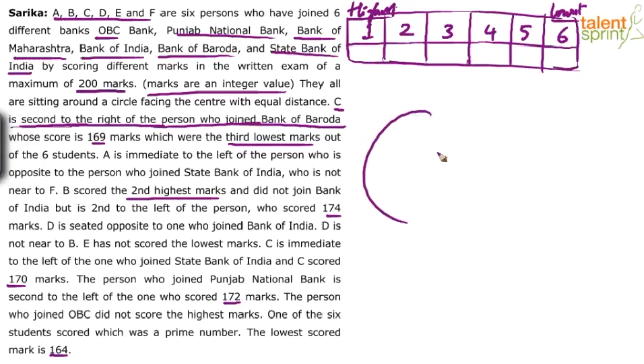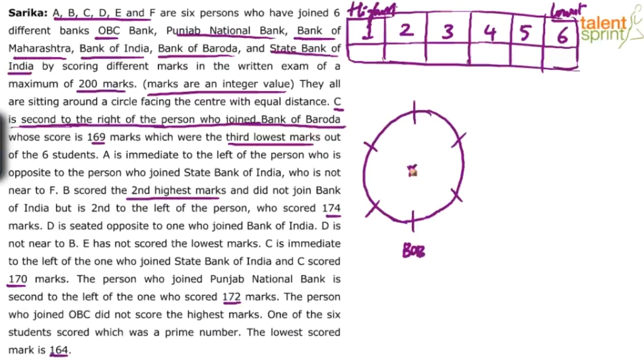Let me draw a circle. I may have to draw 2 or maybe 4 circles depending on the complexity here. So 6 persons have to be arranged. These are the 6 positions, let's say. Now, look at the first point. It says C is second to the right of the person who got selected in Bank of Baroda. So let's assume this person joined Bank of Baroda. Remember, all of them are facing center.